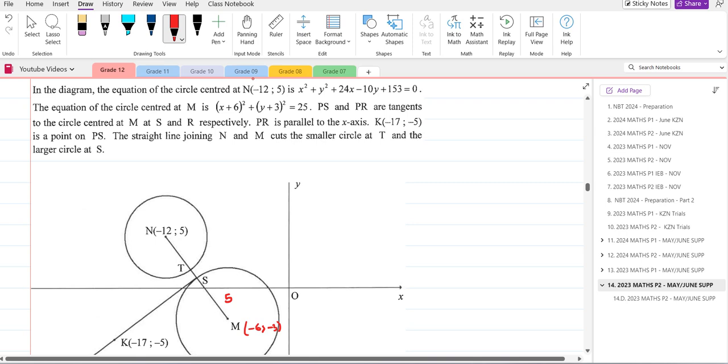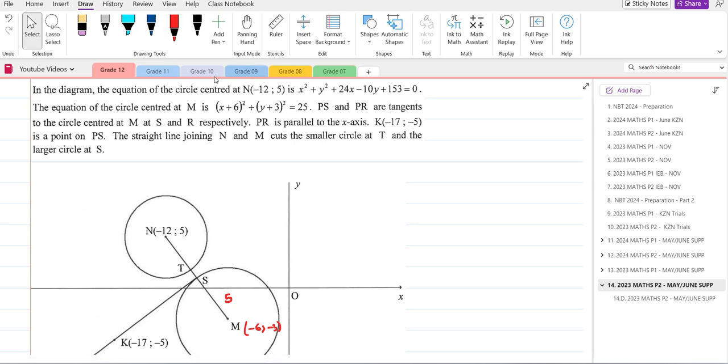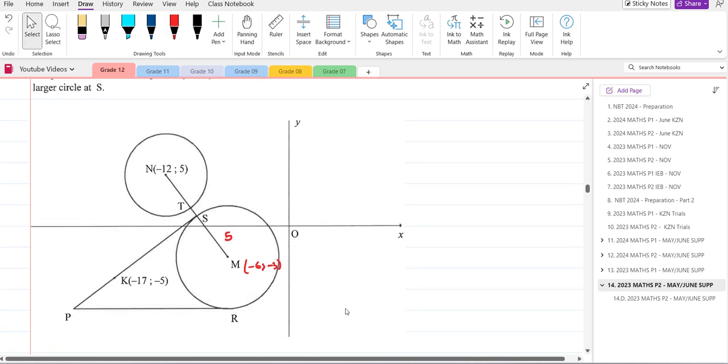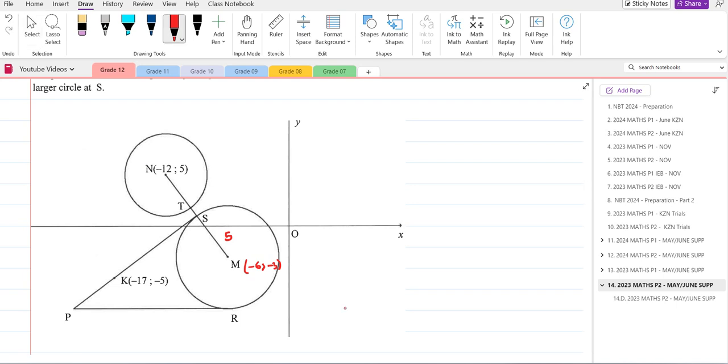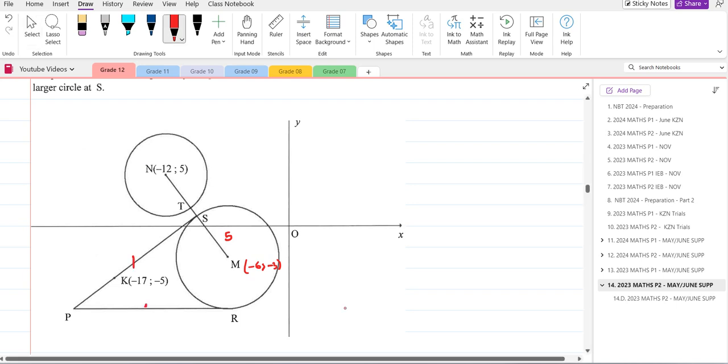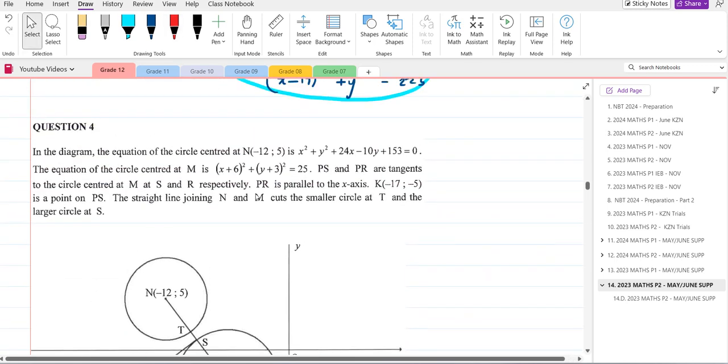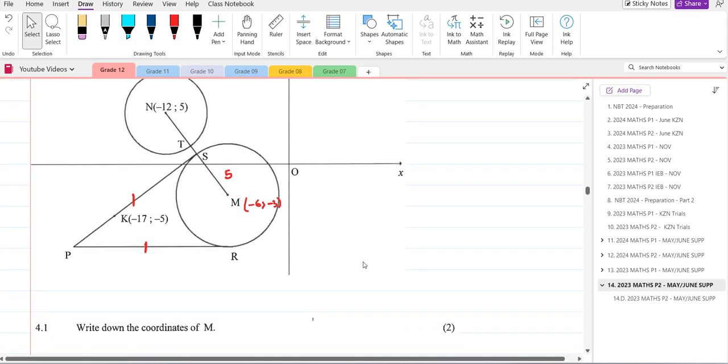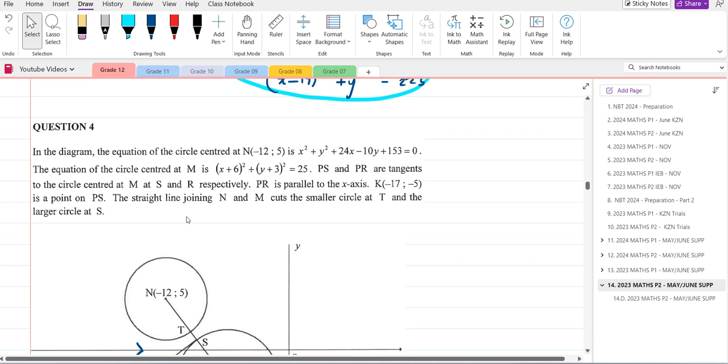PS and PR are tangents to the larger circle, as we see. Now PR and PS, we know they are equal, tangents from a common point. Also, PR is parallel to the x-axis, very important information. K is minus 17 and 5, minus 5 is a point on PS. The straight line joining N and M cuts the smaller circle at T and the larger circle at S.